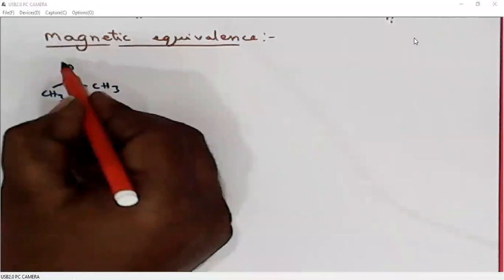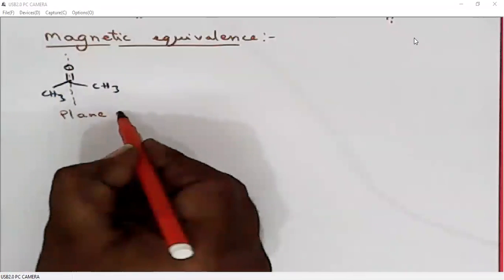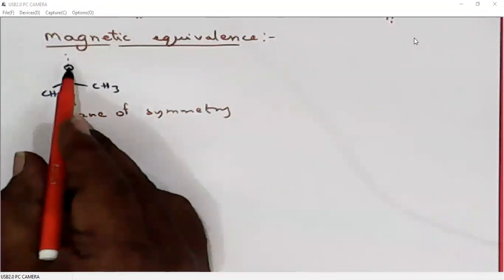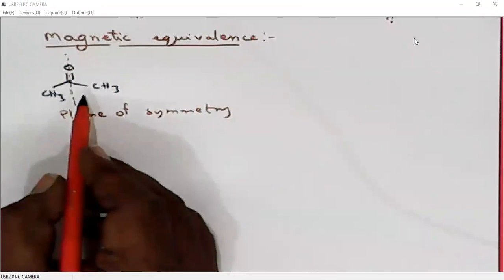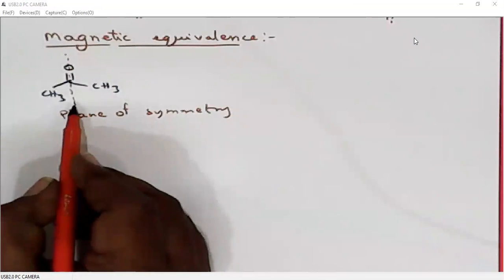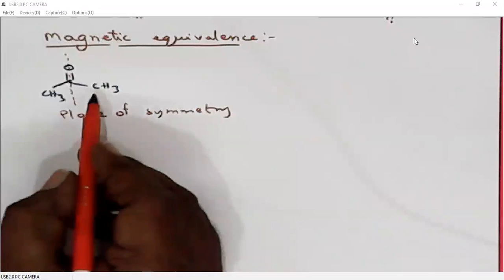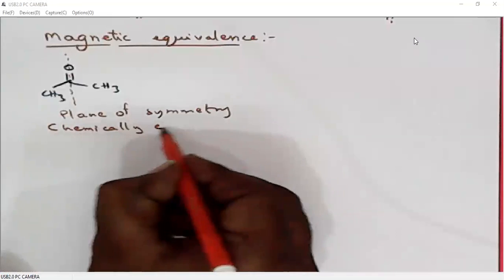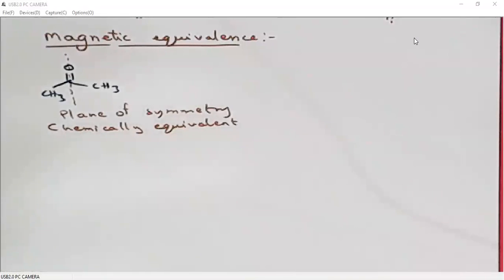When we take an element of symmetry, for example, in this case, a plane of symmetry. A plane of symmetry exists in this molecule, so these two are mirror images to each other. So that means when a plane of symmetry exists, then these two carbons or these two methyl groups are chemically equivalent. As we know, chemically equivalent protons will give only one signal and they never split each other.